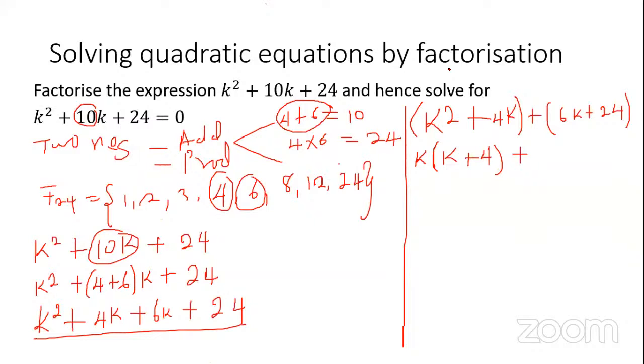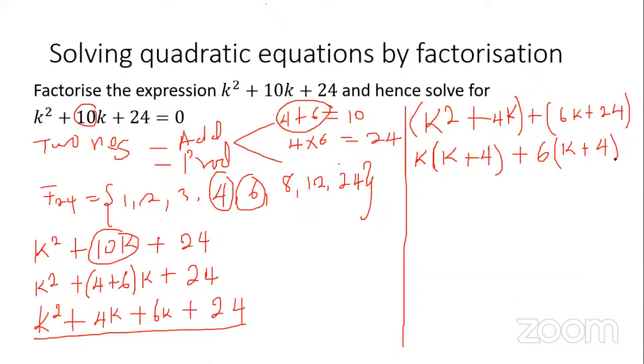The common factor in the second bracket is 6. Okay, Mutebi also says 6 in the chat. So when we take 6 outside, what remains inside the bracket? What remains inside the bracket is k plus 4.